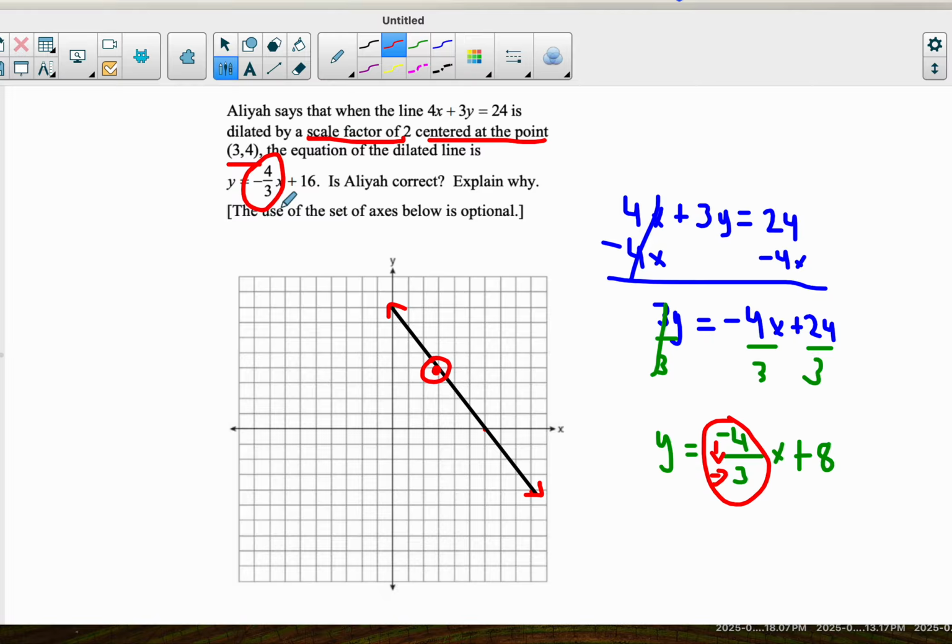So Aaliyah isn't correct. Aaliyah would be correct if the dilation was centered at the origin, because then she would be using the right rule that you take the y-intercept and multiply it by the scale factor. But since the center of dilation is on the line and points are just going to shift along the same line, it's going to result in the same line as the original. So the dilated equation would be the same as the original, y equals negative 4 over 3x plus 8.